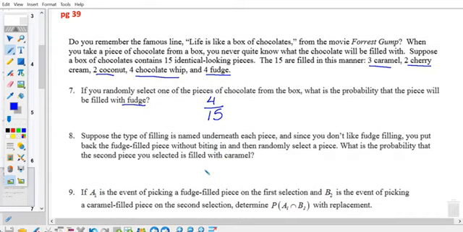Suppose the type of filling is named underneath each piece, and you don't like fudge, so you put it back without biting into it, and then randomly select another. What's the probability that you select a piece filled with caramel? That's 3. All the pieces are back, so that is 3 out of 15 chocolates. So since you put back the chocolate, that's called with replacement.